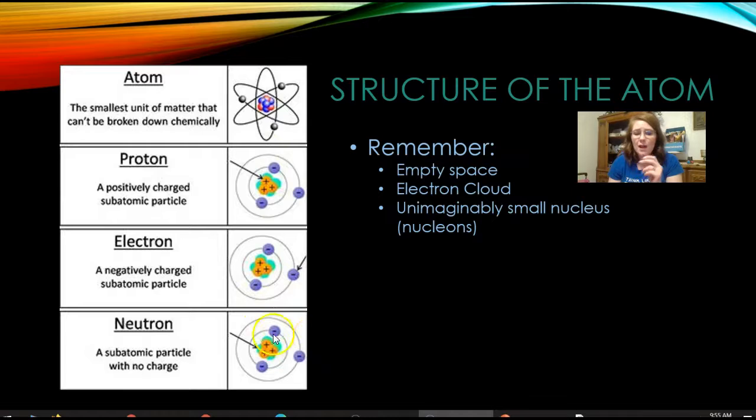And then neutrons have no charge. I remember that because it spells "no", like you could spell no charge, neutral. Neutrons are there basically to help hold the nucleus together. And if you change the number of neutrons, you get what's called an isotope. So some carbon has 6 protons, 6 neutrons, and 6 electrons. But you could also get a carbon isotope like carbon-14, and then it has a different number of neutrons than protons.